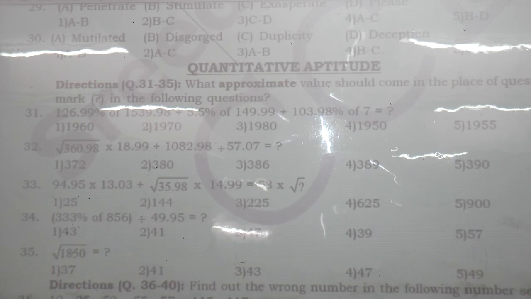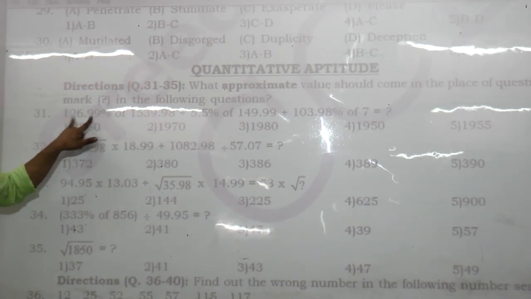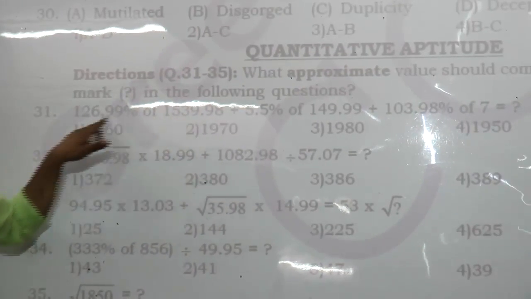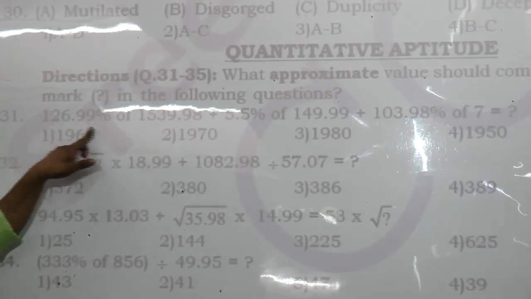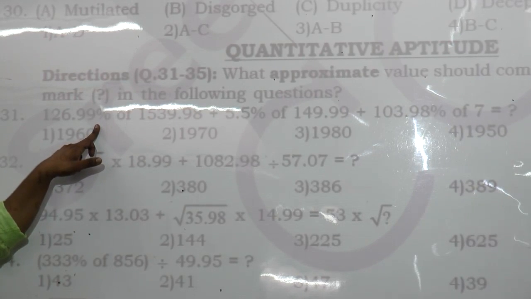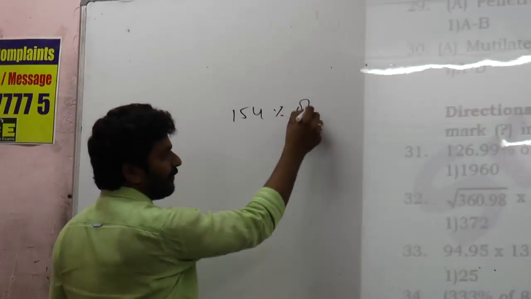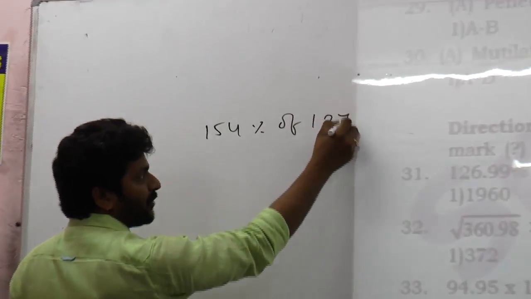127% of 1540 plus 5.5% of 150 plus 104% of 7. 127% and I have 1540. Take 0 to this side, 1270. 1270% of 154. Instead I will go for 154% of 1270.